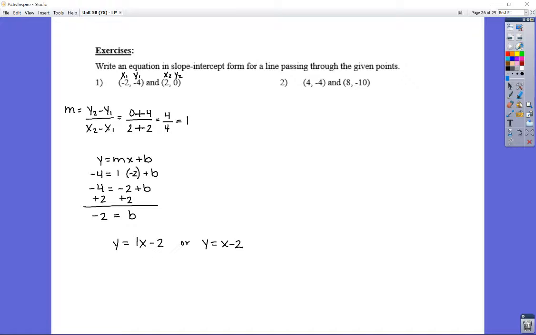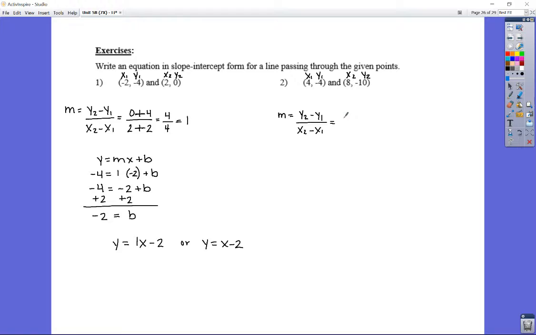(4, -4) is the first coordinate given, so we can annotate it as x1, y1. And (8, -10) is the second coordinate given, so we can annotate that as x2, y2. First, we need to find the slope between the points, so m is equal to y2 minus y1 over x2 minus x1.